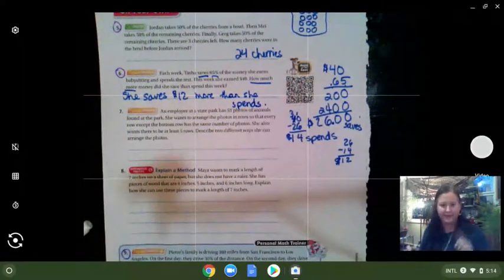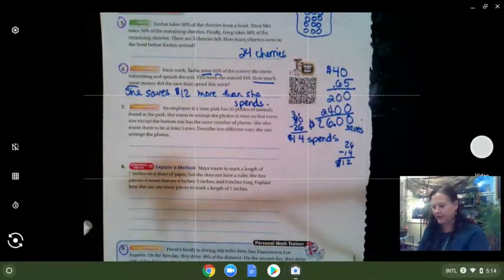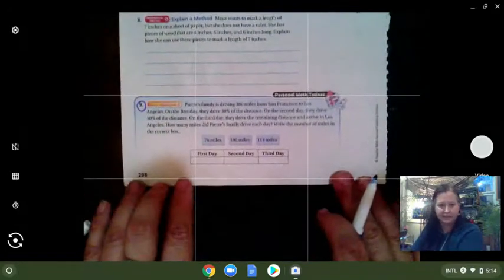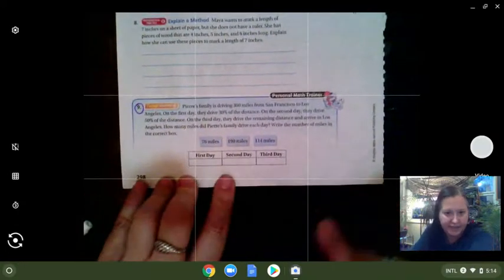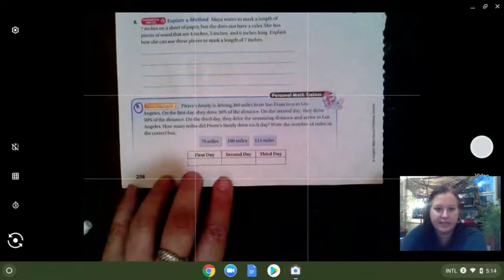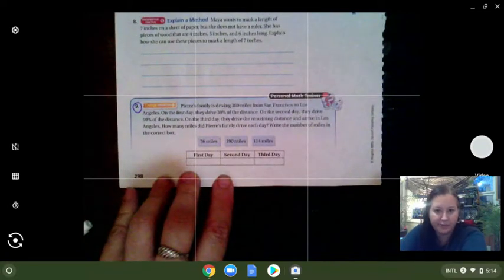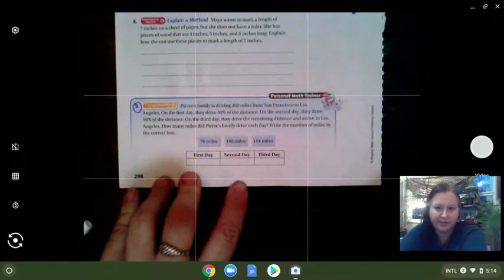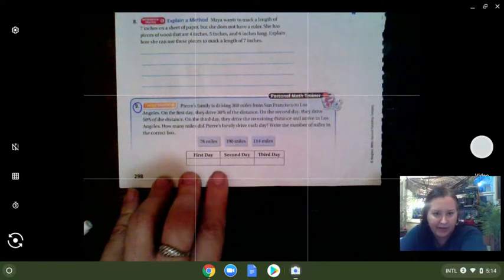Okay. There's one more problem I want to go over with you. This one looks a lot like one that you'll find on your test. So I wanted to make sure that you understand it. This is Pierre's family is driving 380 miles from San Francisco to Los Angeles. On the first day, they drive 30% of the distance. On the second day, they drive 50% of the distance. On the third day, they drive the remaining distance and arrive in Los Angeles. How many miles did Pierre's family drive each day? Write the number of miles in the correct box.